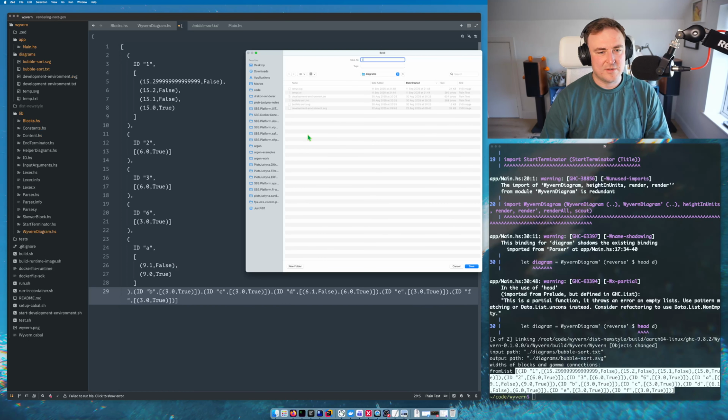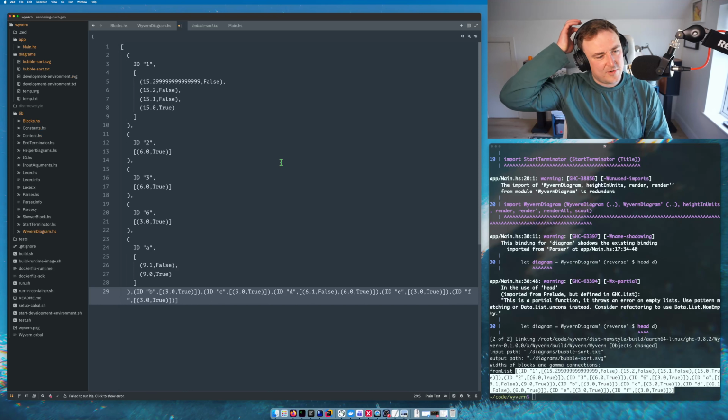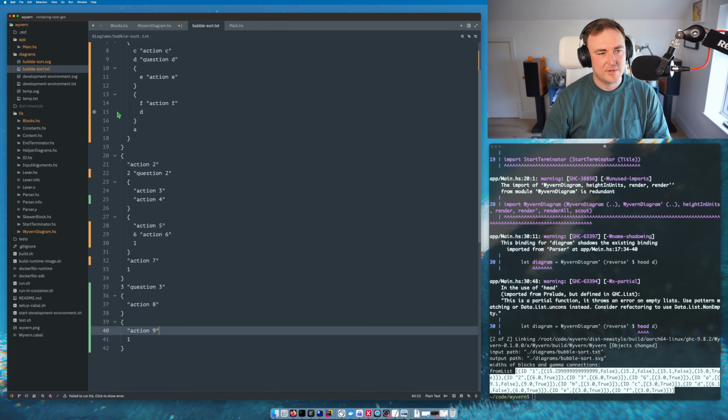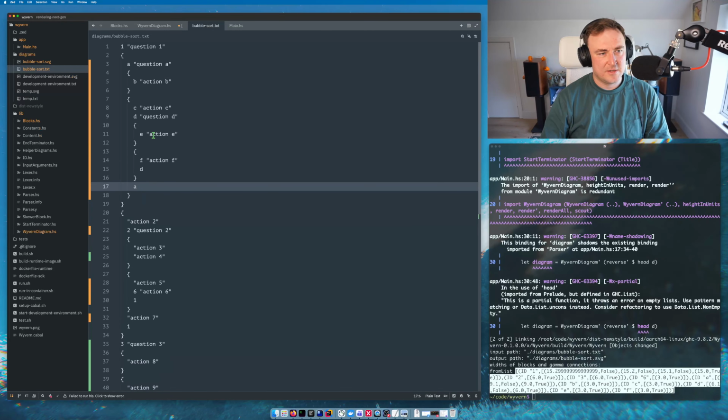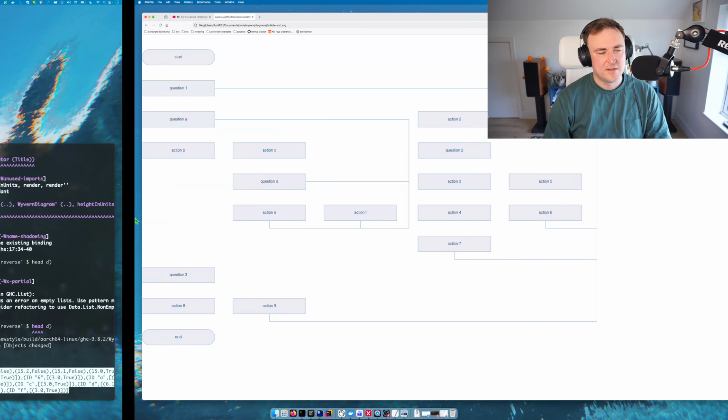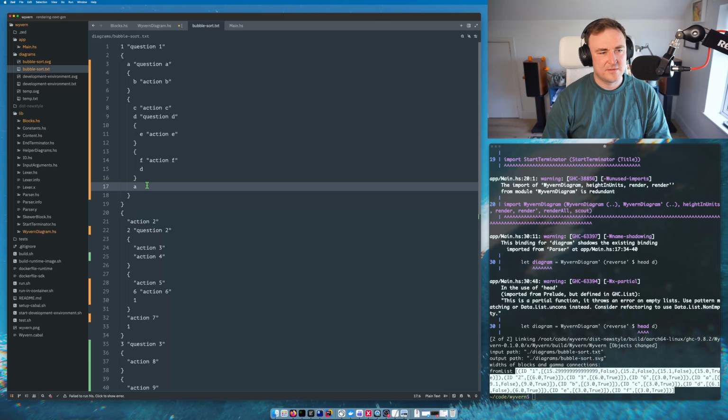So we should have 1 connection leading to A. Let's confirm. A is here, and that's 1. Let's see, the right-hand side of question A is leading back to A. Let's confirm. Right-hand side of question A is leading back to A, which is, I think, action E, if I'm not mistaken.